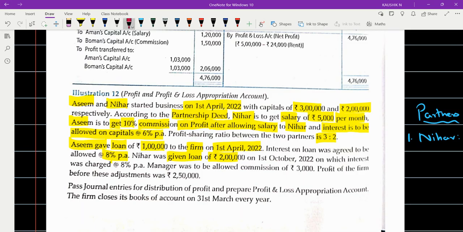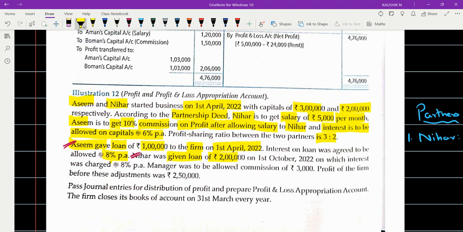Very good. So there are two different inputs. Here, Asim gave loan to the firm, but here Nihar took loan from the firm. Look at the words how they are using it. So you have to be a little bit strong in your English also. Basic English will also help us to understand the question.